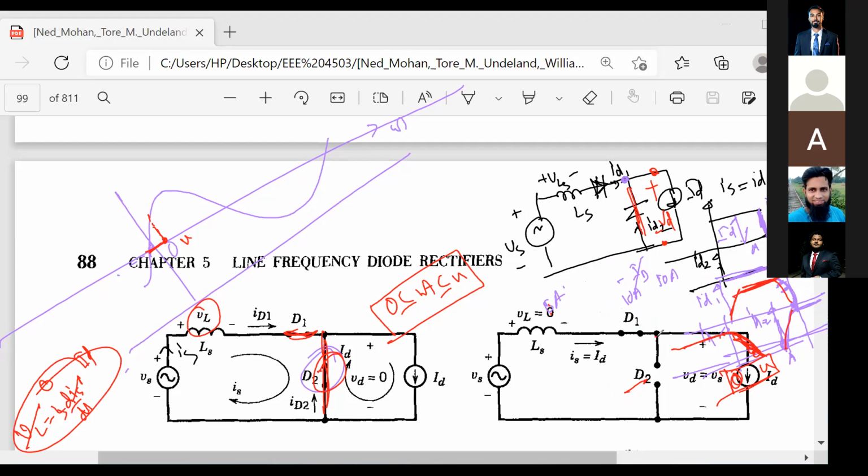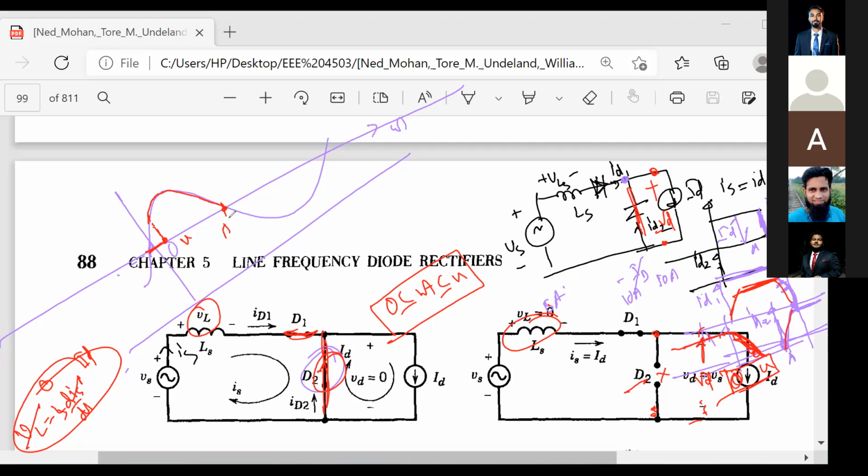So then what will be the output voltage? If this diode is open and this voltage is 0, what will be your output voltage? Supply voltage, okay? So it will be like your supply voltage, good. And this is your pi.